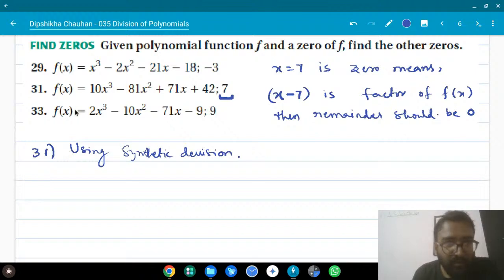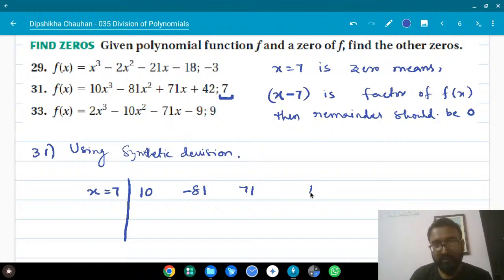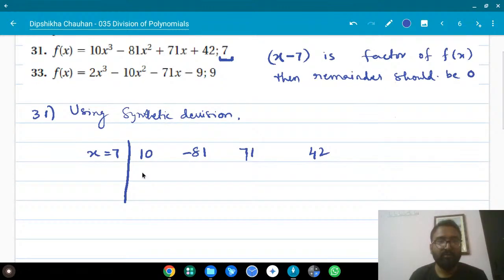So it is x equals 7. Now don't write minus 7. Previously, since x minus 7 is a factor, I wrote x equals 7. So x equals 7 is given, and we have to write it like that. Is it clear? 10, minus 81, 71, 42. So you can make the first entry 0.